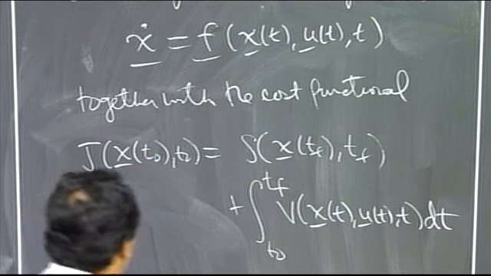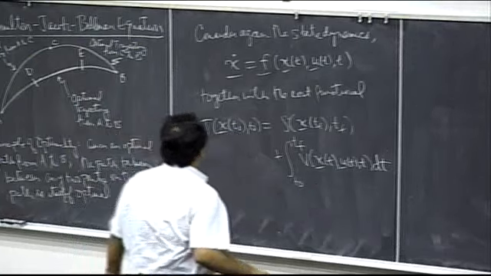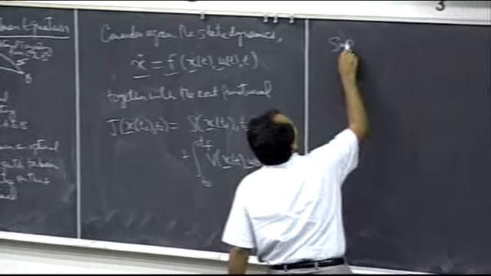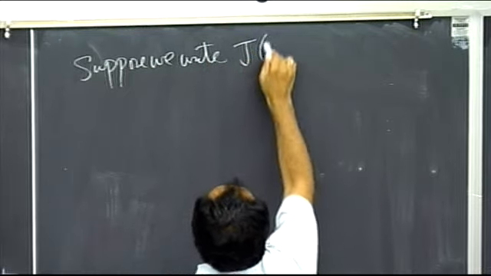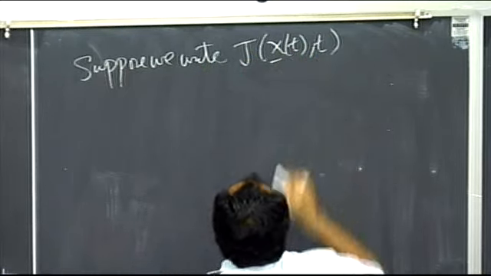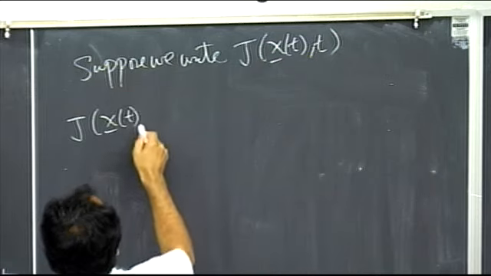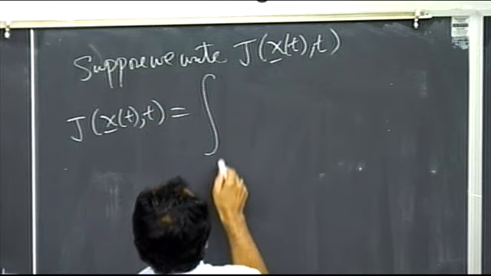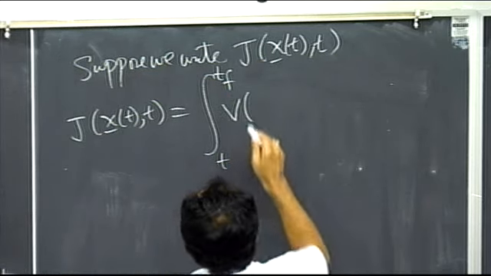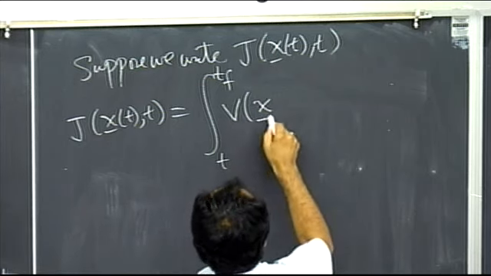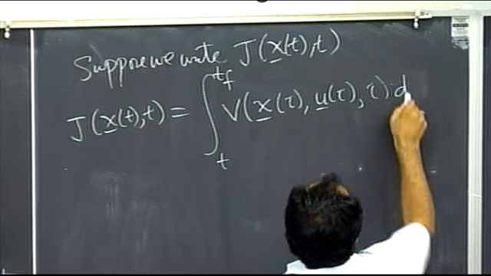Now, suppose that instead of writing this cost functional in terms of t0, I do exactly what I just said. Suppose we write J not of x of t0 anymore, but of x of t. I have to be a little careful here, because J of x of t and t is equal to the integral from t to tf. But because I've written this in terms of t, I have to change the argument in here: x of tau, u of tau, and tau d tau.